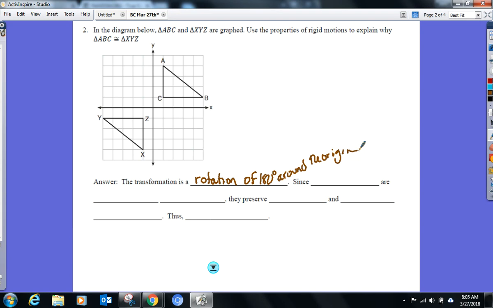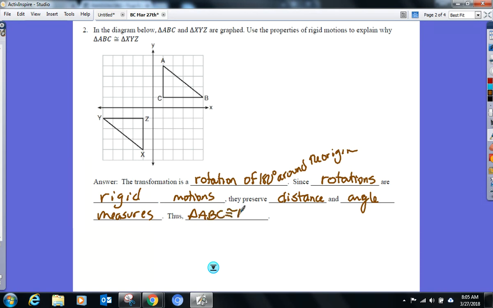What transformation did I just do? Since rotations are what? Rigid motions. You guys are figuring out the template here. Rotations are rigid motions. They preserve distance and angle measure. How about this one coming up? Thus. Yep, that's what I need. I needed to prove the triangles are congruent. Thus, triangle ABC is congruent to XYZ.